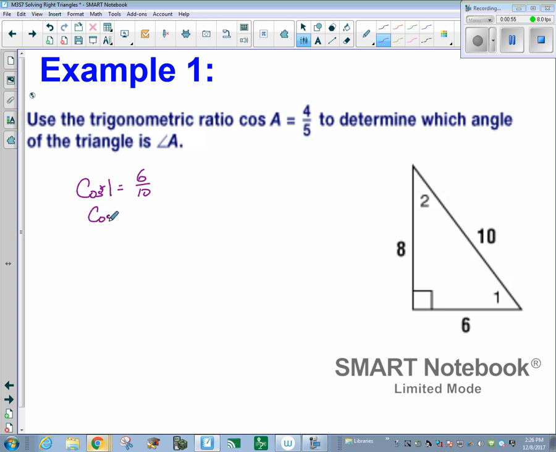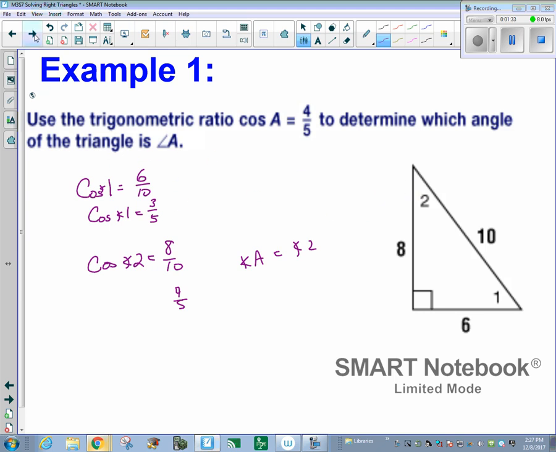If I reduce 6/10 by dividing by 2, that gives me 3/5, which is not what I'm looking for. So angle 1 is definitely not cosine of A. But let's check angle 2 just to make sure. Cosine of angle 2 would be adjacent over hypotenuse, which would be 8/10, which could be reduced to 4/5. So angle A is equal to angle 2, and that's really what we're trying to find. So angle A is angle 2.